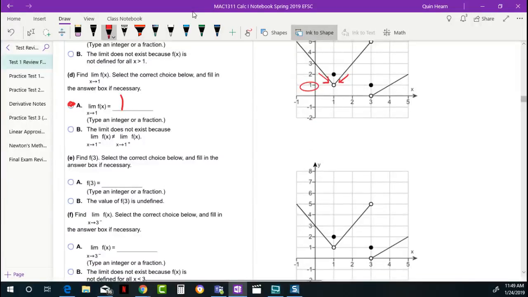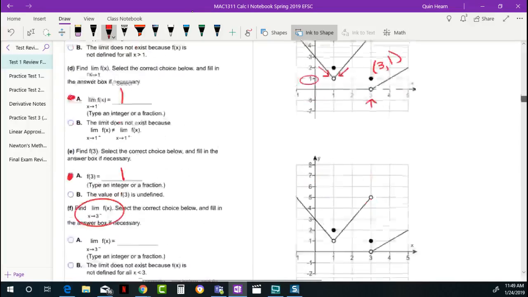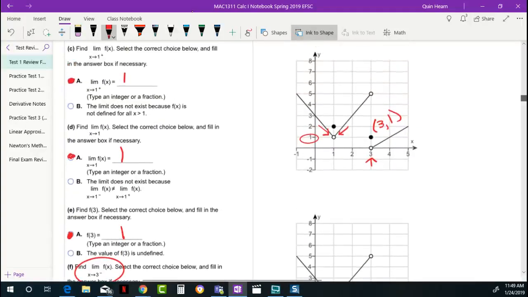Part E, find f of 3. Okay, so f of 3, we're just looking for the y value when x is 3, which looks like it's going to be 1. So f of 3 is 1. And we're going to find the limit next, the limit as x approaches 3 from the left. All right, so I'm going to scroll up a little bit here.